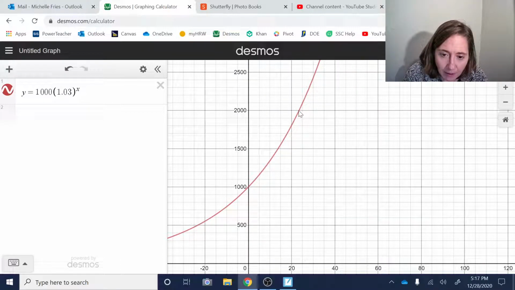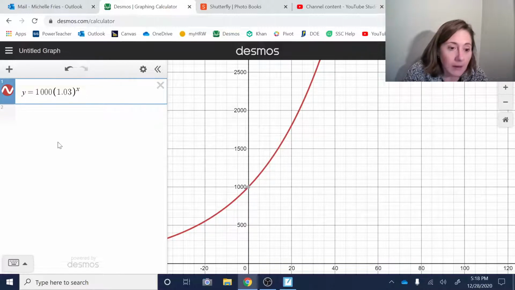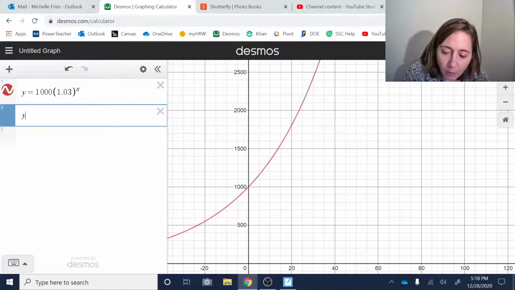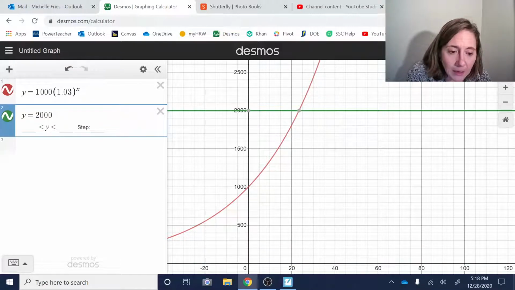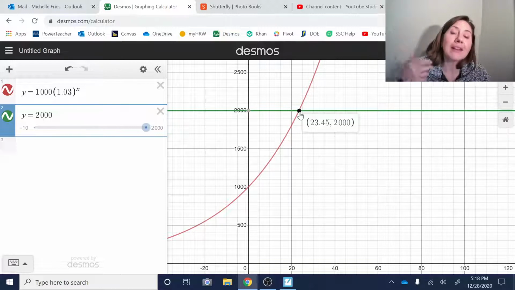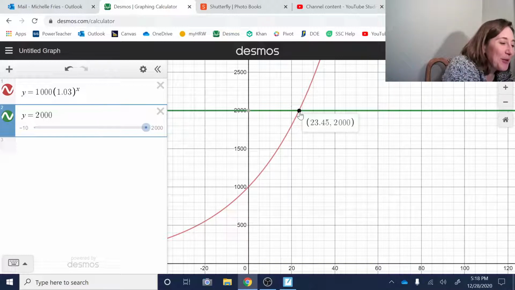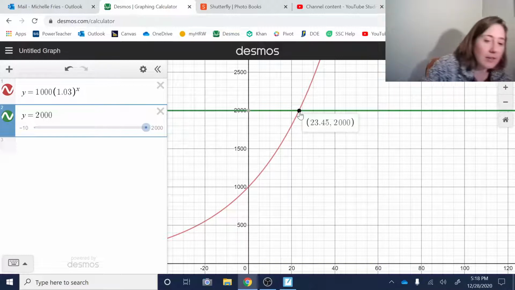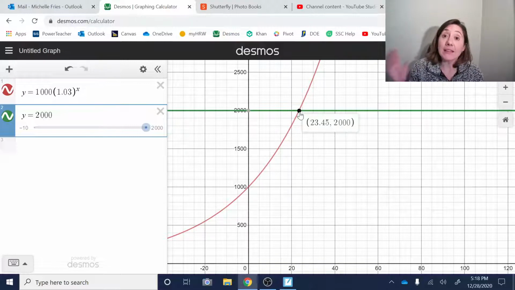It's going to be somewhere about here. I want the y value to say 2,000. So to make it easier, I'm going to put y equals 2,000 so that I get that clickable gray dot. Okay, so it looks like it would take 23.45 years for me to get double the money that I started with. So you can use the graph to figure out those values. So I think that is everything that I need to tell you. So, nope, it's not. I need to give you a little bit more vocabulary.